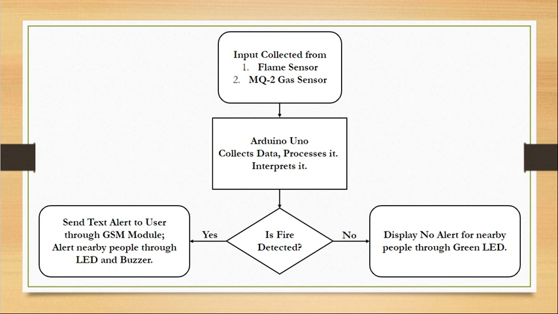If, however, the parameter value exceeds the threshold, a fire is detected by the system, and the nearby people will be alerted through the LED and buzzers, and the GSM module will also send a text alert to the user, which can be an owner or any designated person like security.